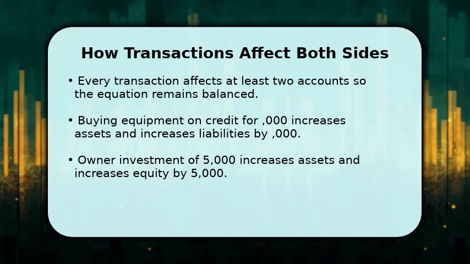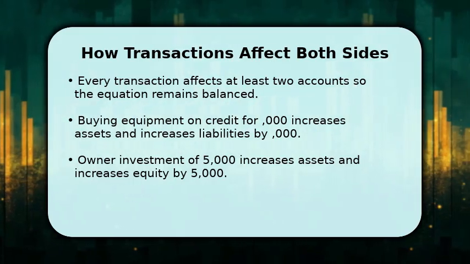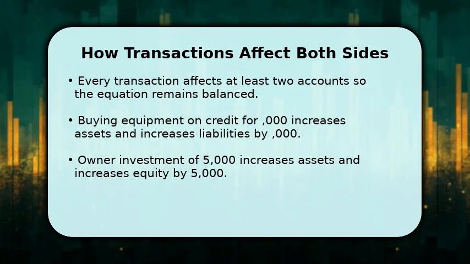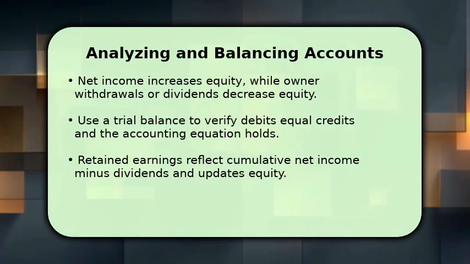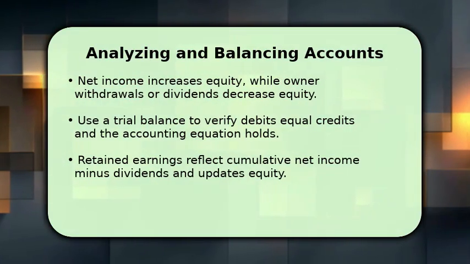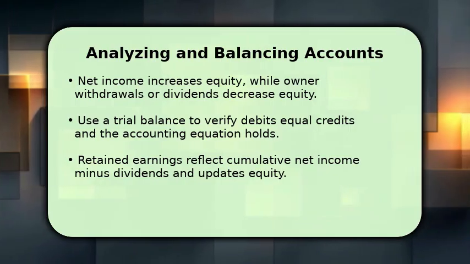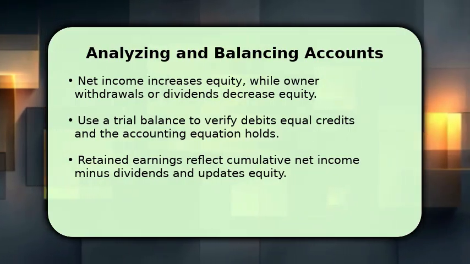Recording sales and expenses changes assets and equity through revenues and expenses, which flow to retained earnings. Net income increases equity, while owner withdrawals or dividends decrease equity, so track profits and distributions carefully.